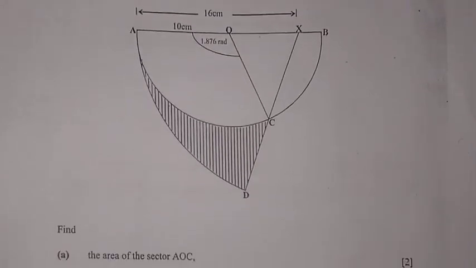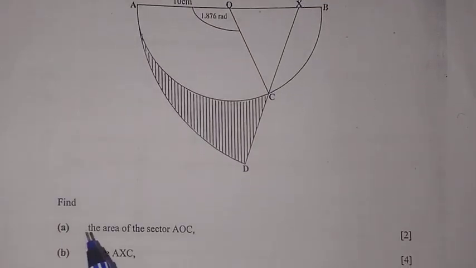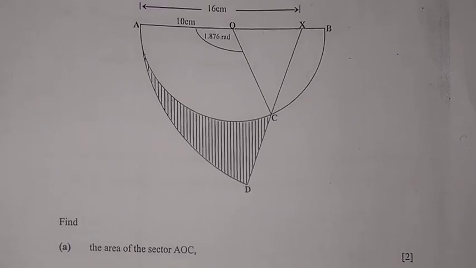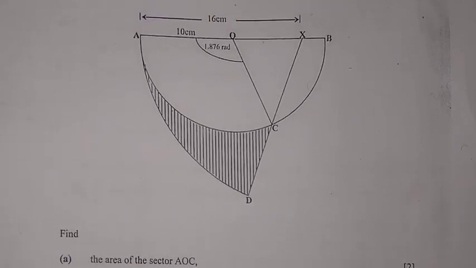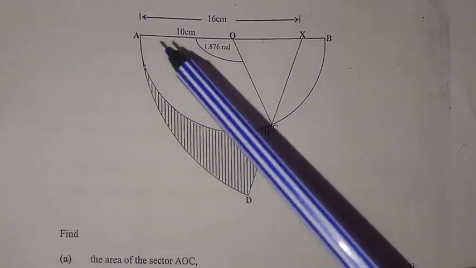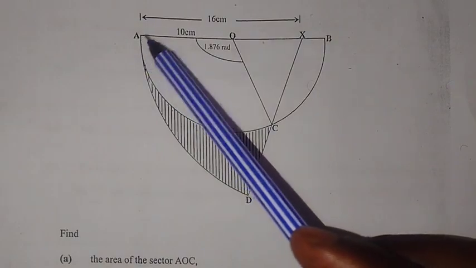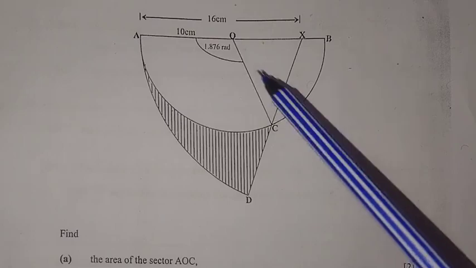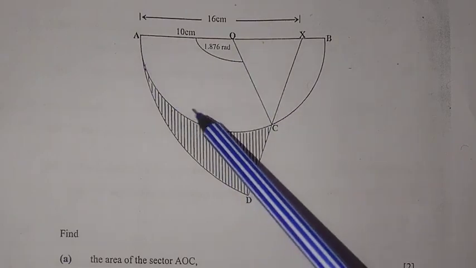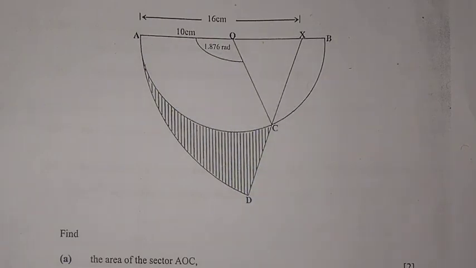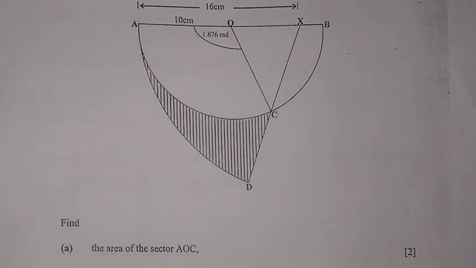So here we have these questions now. So we have our question A. Find the area of sector AOC. So we come back to our diagram here. We need to find the area of the sector AOC, meaning that we are talking about this sector right here, this one. So how do we find the area of this sector? To find the area of this sector is very easy. We are just going to use our simple formula.